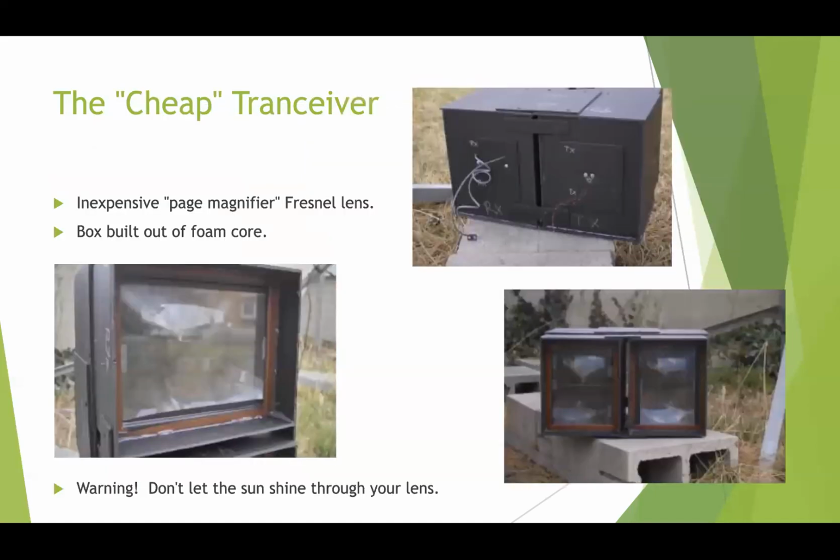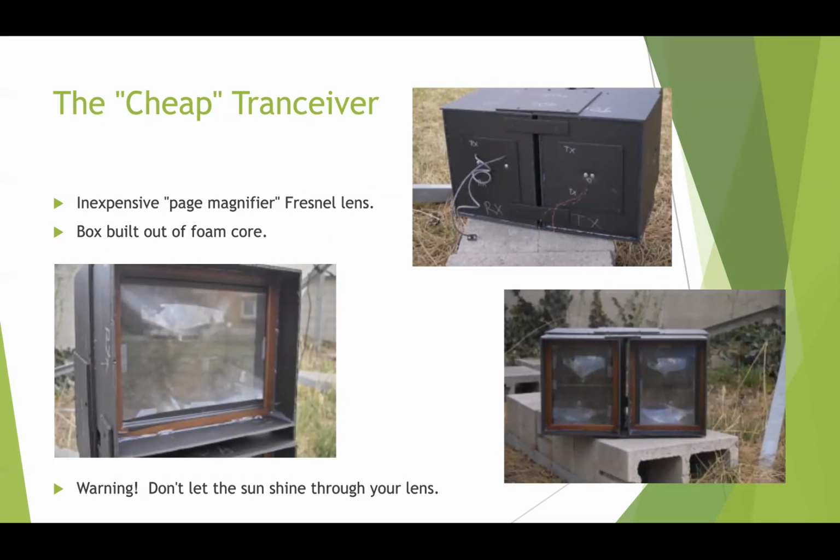He also built a cheap transceiver, and on this one, he used foam board to build the enclosure, and he used those little page magnifier Fresnel lenses. If you see those at the store, they're the ones that you lay on top of the page and it makes it look bigger so you can actually read the text when your eyeballs get old. Brad, you don't know anything about that, I'm sure.